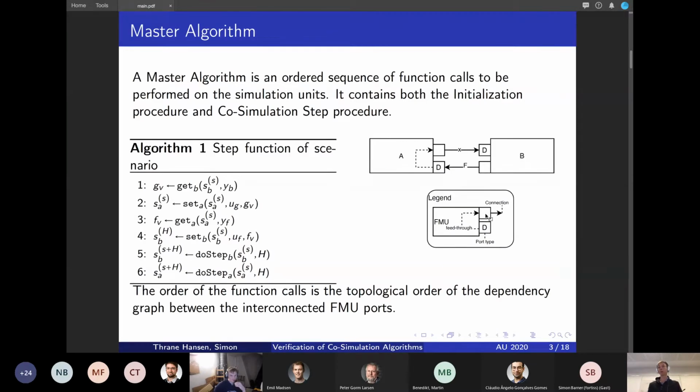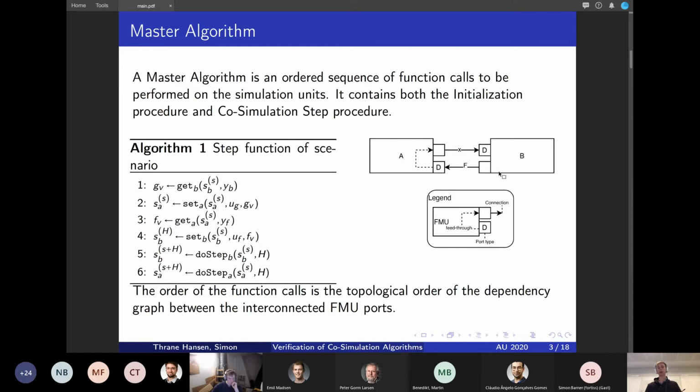Just to give you a feel of what such a master algorithm looks like, it's an ordered sequence of the function calls which we execute on the simulation units during the simulation. I have just presented a small example here of two FMUs which are being connected, and the master algorithm contains both the initialization procedure and the stepping function.